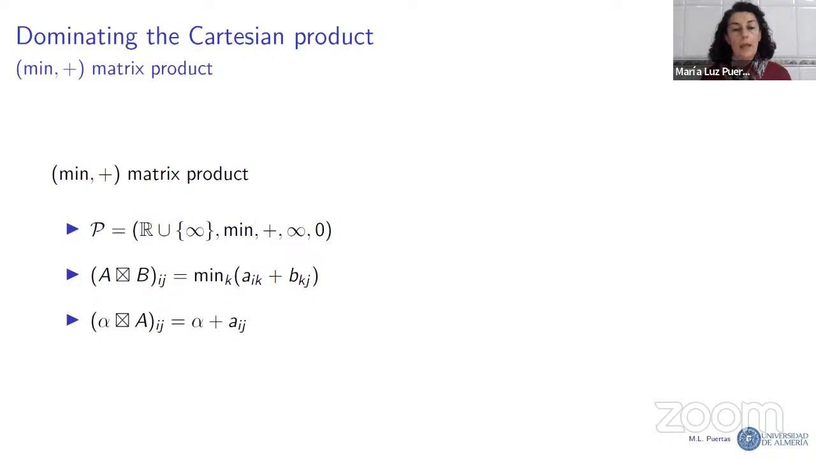I put here just the definition of this matrix product, and this is a different way to multiply two matrices using this semiring with the real numbers and infinity. Instead of addition, we use minimization, and instead of the product, we use addition. That's more or less the idea. And this is a very, very important tool in the computation of the domination number of grids.